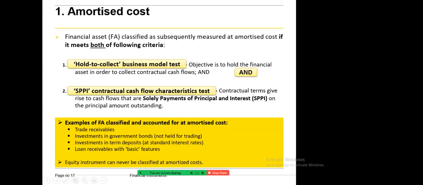So here it says a financial asset is classified as subsequently measured at amortized cost if it meets both the following criteria: hold to collect, the business model test, and SPPI, that is the contractual cash flow characteristics test. These two criteria should be met.